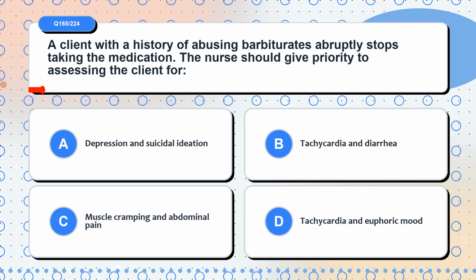Question 165. A client with a history of abusing barbiturates abruptly stops taking the medication. The nurse should give priority to assessing the client for. Here are the options. Option A. Depression and suicidal ideation. Option B. Tachycardia and diarrhea. Option C. Muscle cramping and abdominal pain. Option D. Tachycardia and euphoric mood.